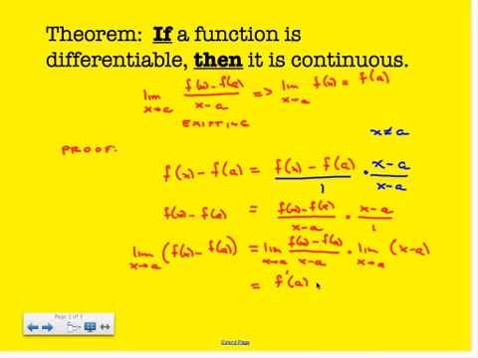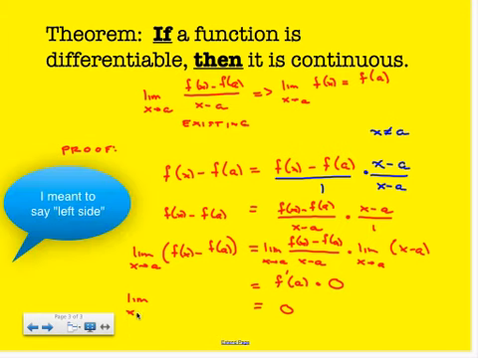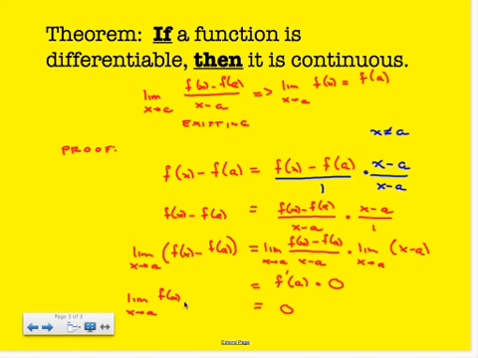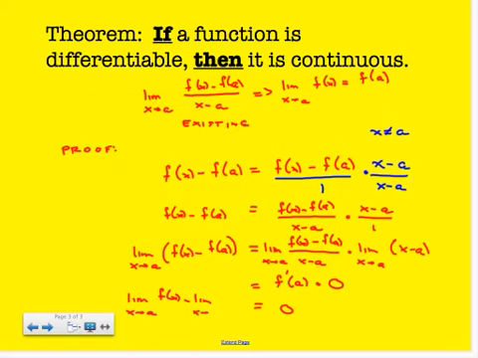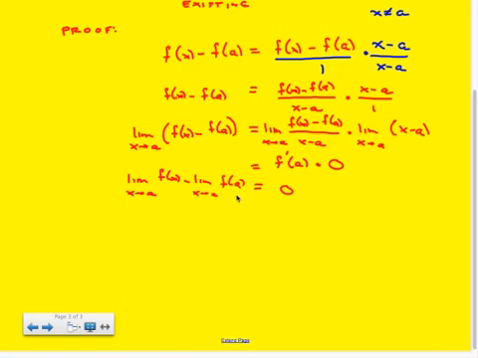Now, what's the limit of this second piece? Well, I do a plug-in, and I'll get a minus a, or 0. So I have f prime of a, which is a number, times 0. Overall, the right side comes out to be 0. Now, the left side, let's also split this into two pieces. The limit as x goes to a of f of x minus the limit as x goes to a of f of a. Now, f of a is a number, and the limit of a constant is the constant, so that just becomes f of a.